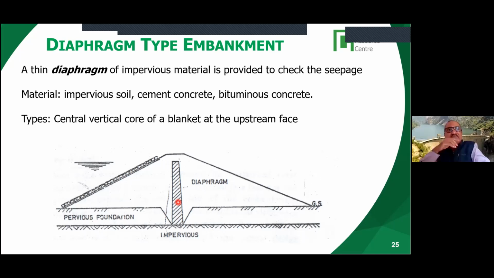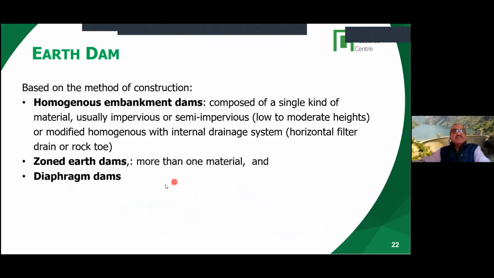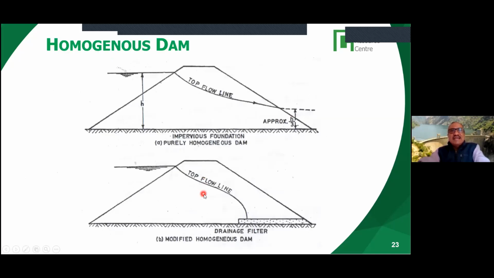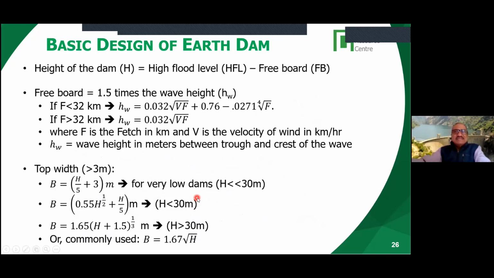And there are different types. One is the central vertical core, or a blanket on the upstream side. So you can also have a core with a blanket. So there are different types available. These are basically the three types: homogeneous embankment, zoned with more than one material, and specifically with a diaphragm, which is normally very impervious soil or cement concrete, or bituminous concrete.